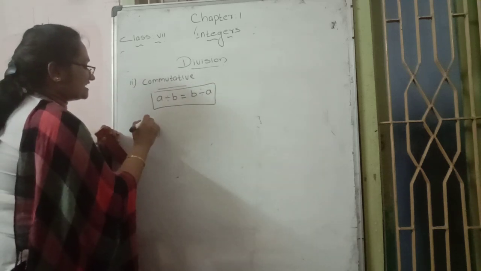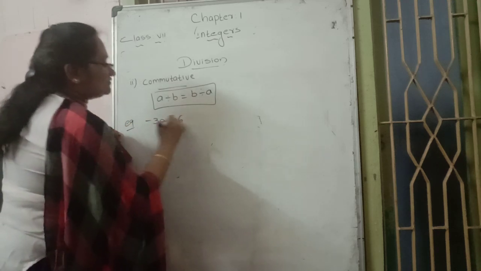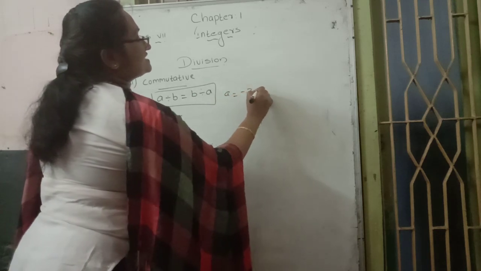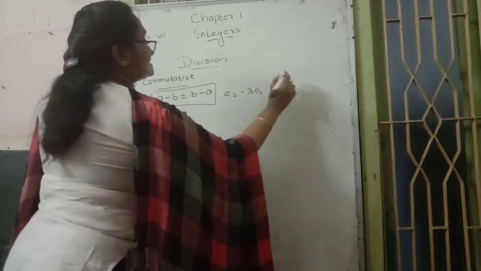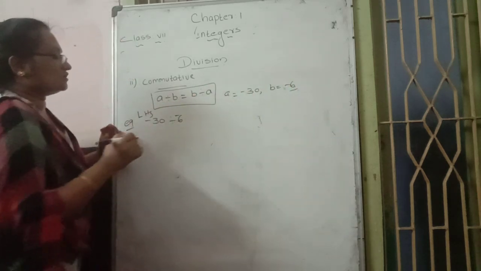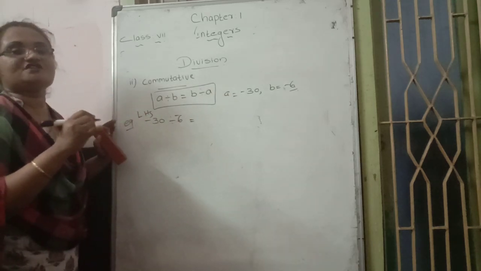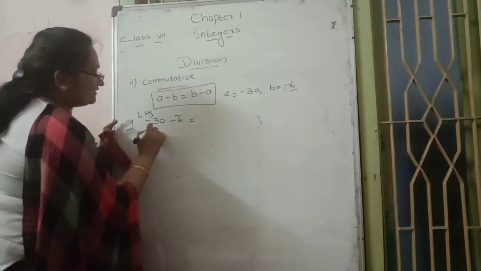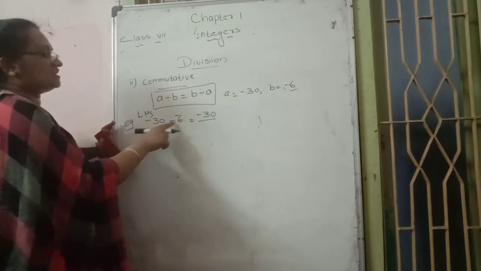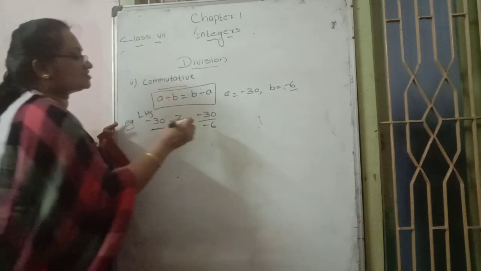The general rule says, for example, -30 divided by -6. On the left-hand side, I consider the A value as -30 and the B value as -6. So what is the answer? Division means fraction-wise: our dividend is -30, which we write on the numerator, and the divisor is -6, which we write on the denominator.